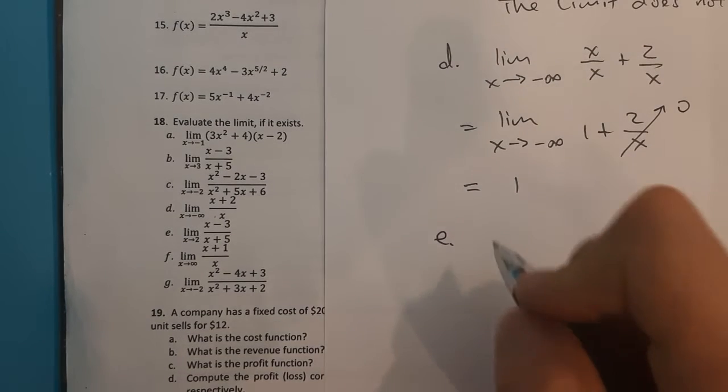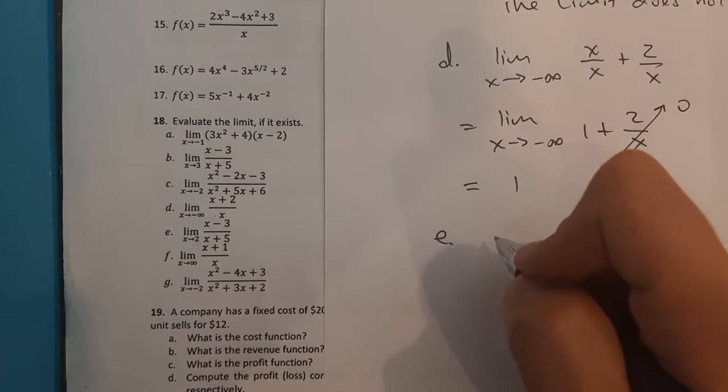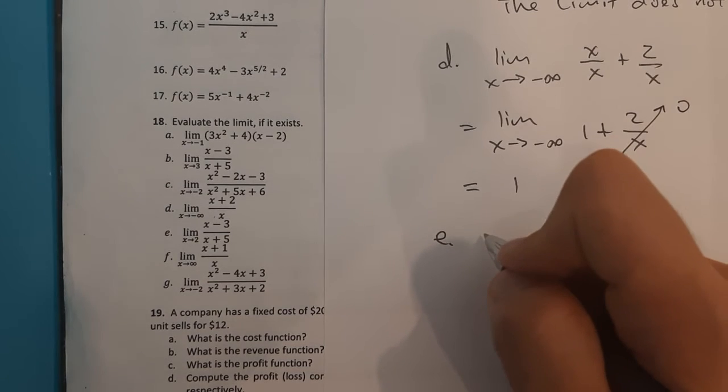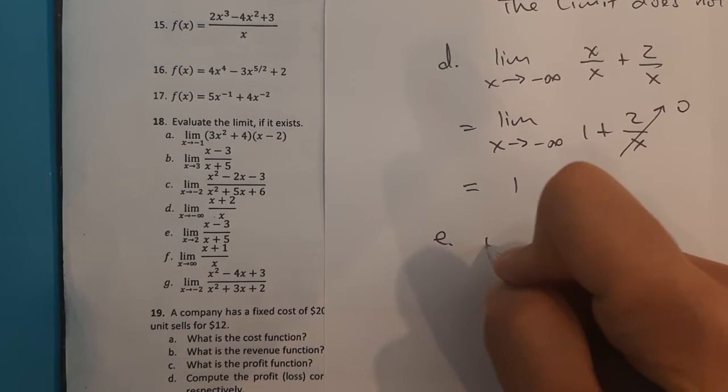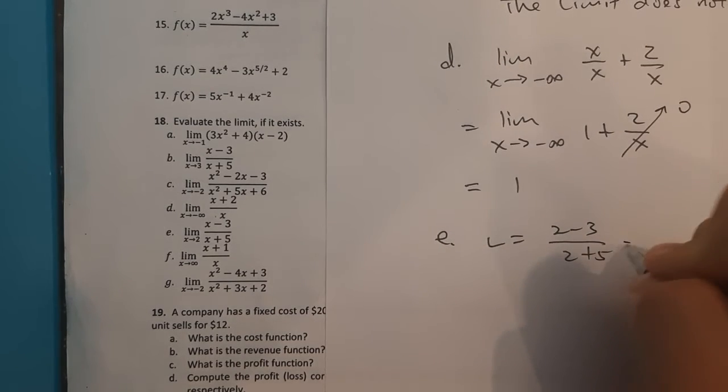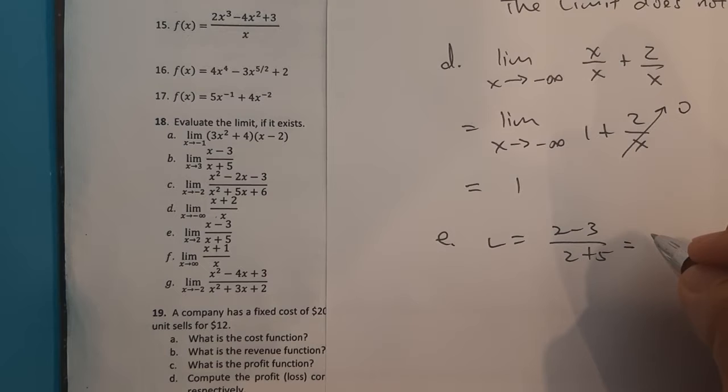Then in letter E, we have this limit. So we just plug in x equals 2. We have the limit will equal (2 minus 3) over (2 plus 5). So it's negative 1 over 7.